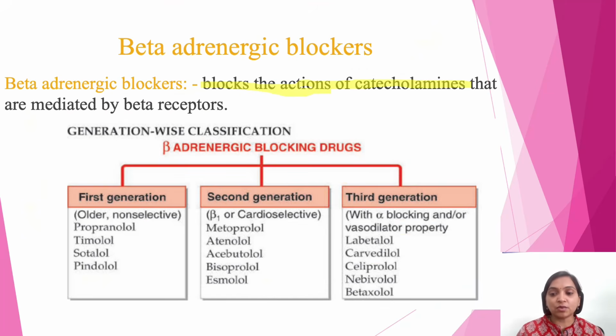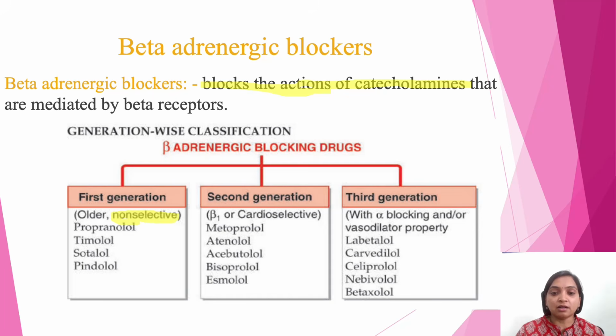Generation wise, it is classified as first generation, second generation and third generation, based on the receptor selectivity. So first generation is also called non-selective. Each of these terms is very important. First generation is also called non-selective beta blockers, and they include propranolol, timolol, sotalol and pindolol. They are non-selective first generation beta blockers.